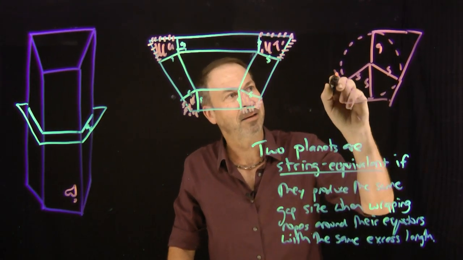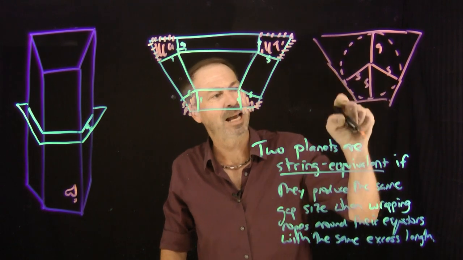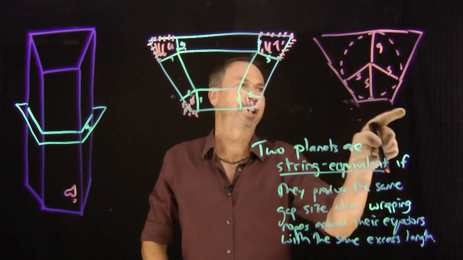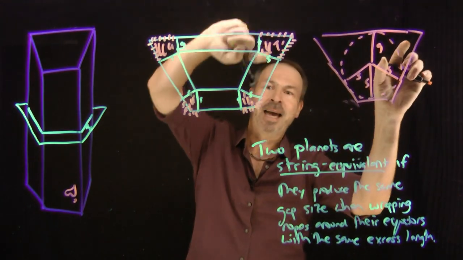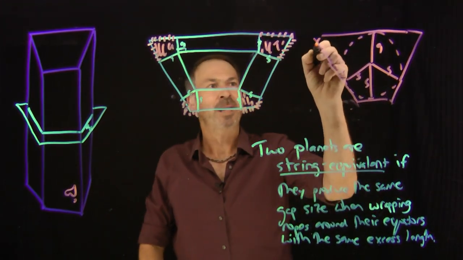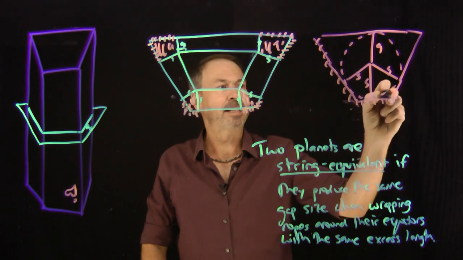Like that, and all the way across like this. There we go. A little bit wonky, but that's the idea. In fact, this piece here is right there, this piece is there, this piece is here, this piece is here, and this perimeter is our excess length.